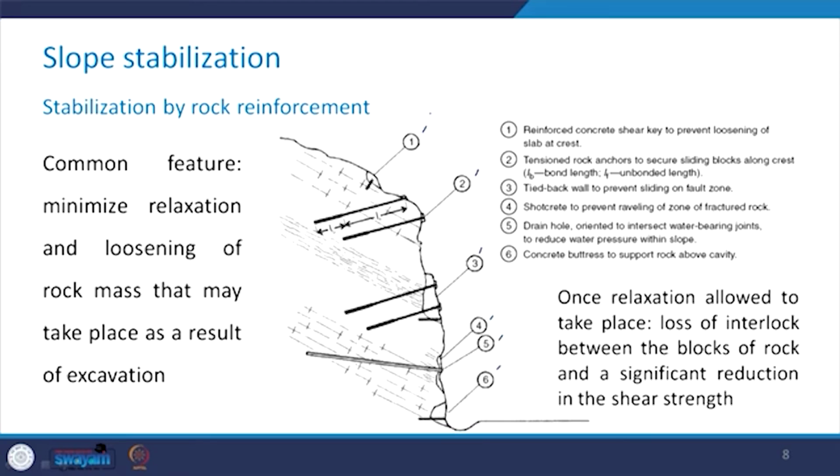What happens once the relaxation is allowed to take place? There is going to be the loss of interlock between the blocks of rock, and this leads to a significant reduction in the shear strength, which is not desired. So, in order to minimize this relaxation and loosening of the rock mass, we can adopt any of these techniques of stabilization of the slope using different types of reinforcement.